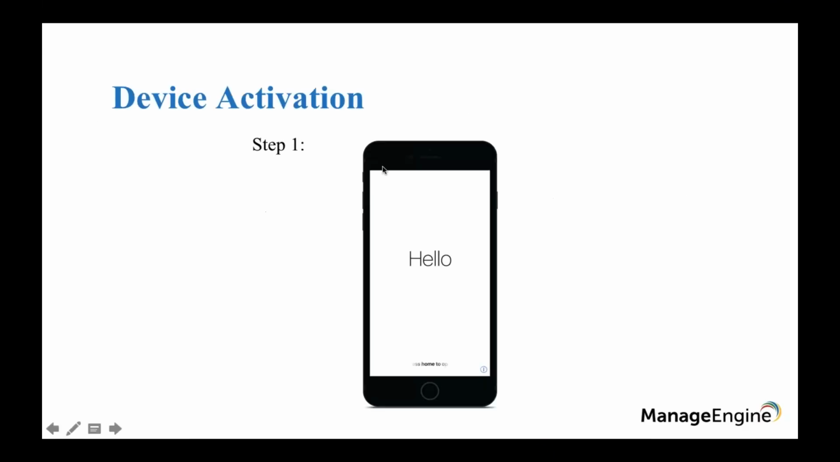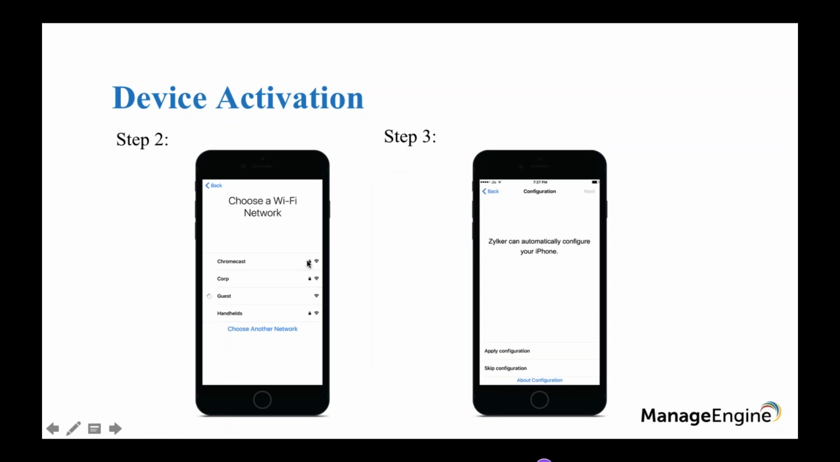So let's see what happens on the device now. So when the device is being activated, this is the first step that you will see. So our next step is the Wi-Fi. So as I had already selected my Wi-Fi, it will automatically get connected to it. Once it gets connected, it will download all the configuration that I had applied.